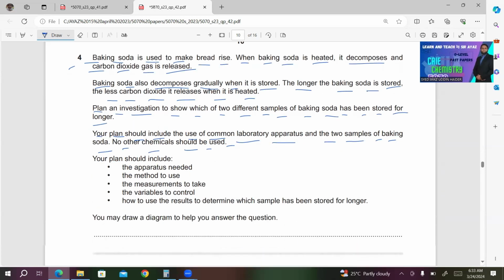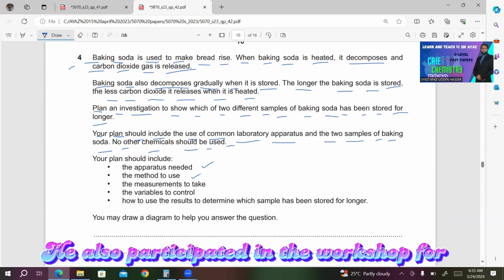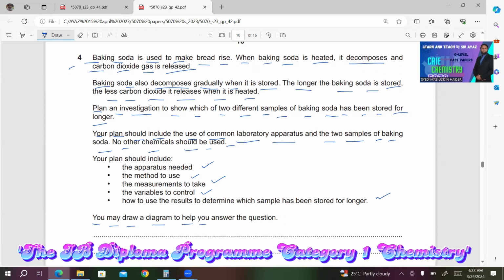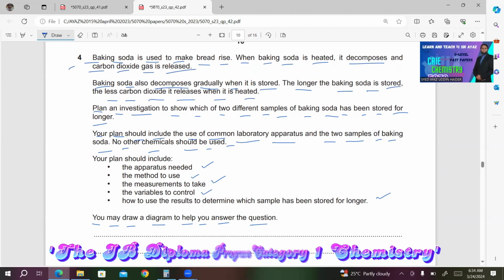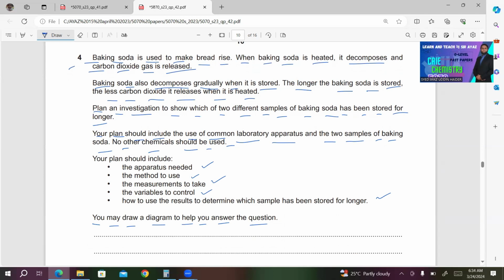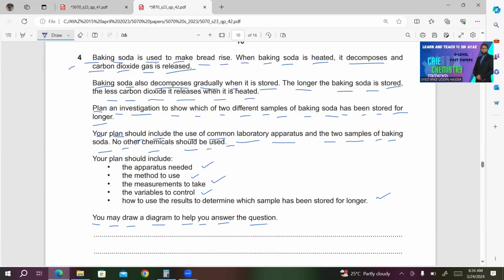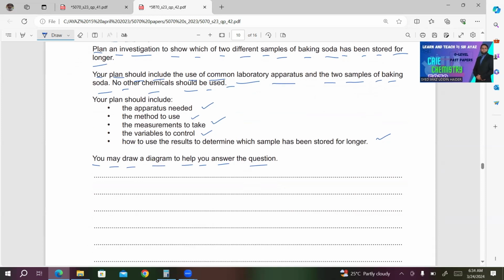Your plan should include the apparatus needed, the method used, the measurements to take, the variables to control, and how to use the results to determine which sample has been stored for longer. You may draw a diagram to help you answer the question. For the apparatus, I will talk in the end. So let's see the marks for this question. Total mark for this question is 6, which means you have to add 6 points, or you can add 4 points and 2 diagrams. At least one diagram or apparatus must be there.